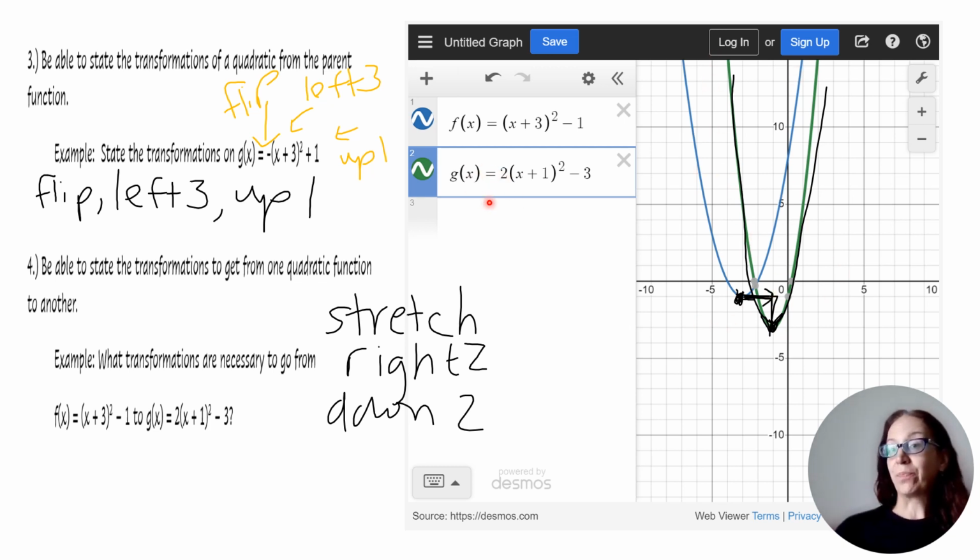from the 2. The 2 stretches it out, and then we were left 3, and now we're just left 1, which means that we slid right 2. We were down 1, and now we're down 3, which means we slid down 2 more. But I think for a lot of you, it's easier to see on the graph. You will be graded only on what you write for the response. So how you get there is not how you're going to be graded.